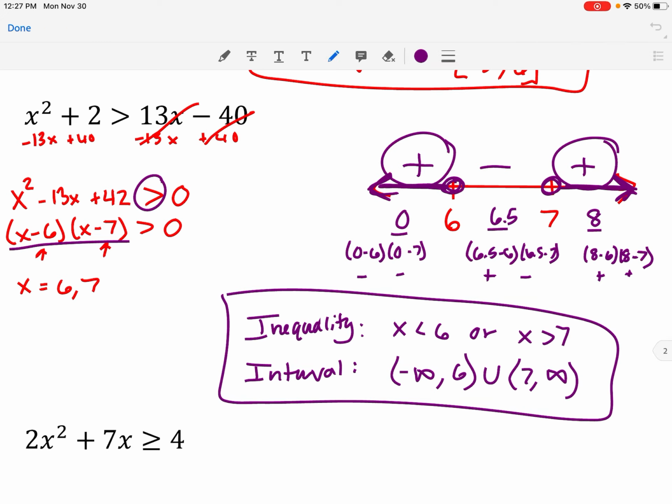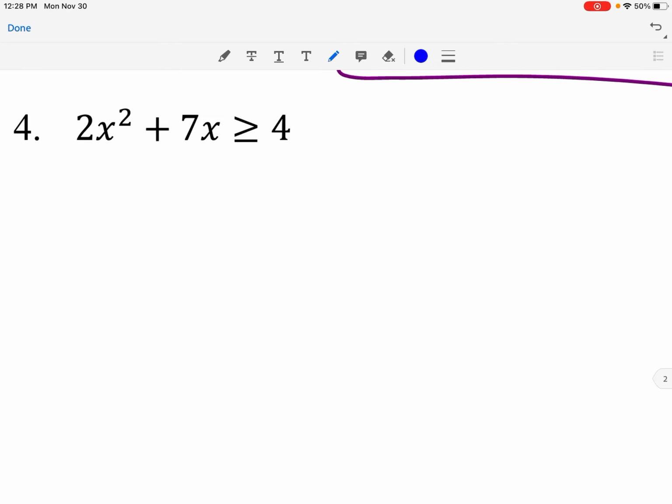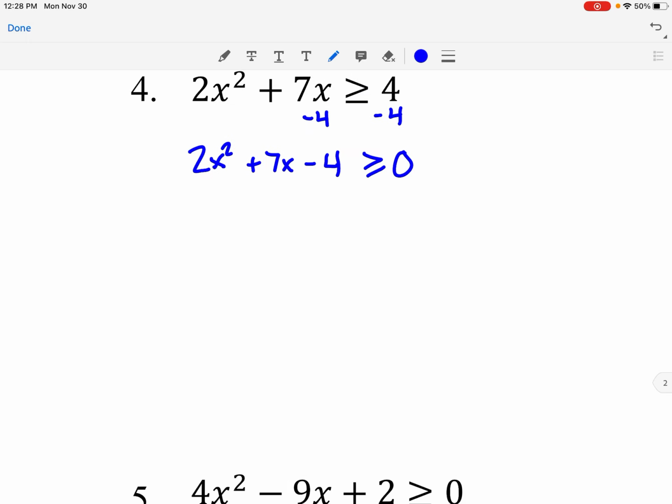On the next one, I'm going to show you a little bit of a different method to find your intervals that is going to work for you. So let's try this out. We start the same way. We want this equal to 0, or we want 0 on one side. It's not equal because it's not an equation, but minus 4, since we don't have any like terms. Okay, and now we're ready to factor.